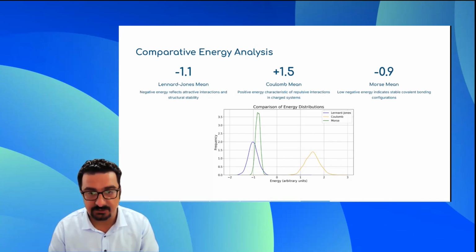In contrast, the Coulomb potential models purely electrostatic interactions, which are often repulsive in systems with like-charged particles. This leads to higher positive mean energies and a broader distribution. As the system explores a wider range of less stable configurations, the absence of a stabilizing attractive term in the Coulomb model contributes to this variability. Overall, the shape and spread of each distribution reflect how each potential governs atomic interactions, whether by promoting stability through attraction or allowing greater fluctuation due to repulsion.